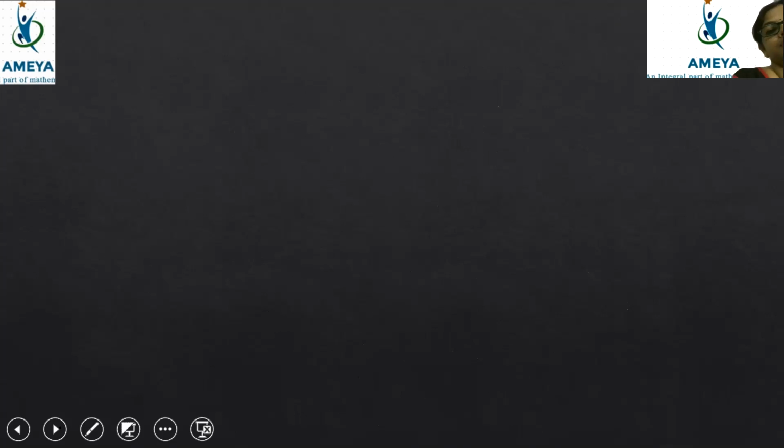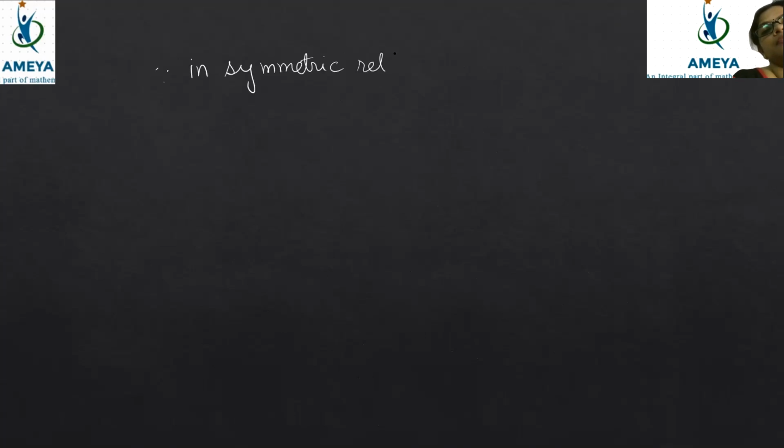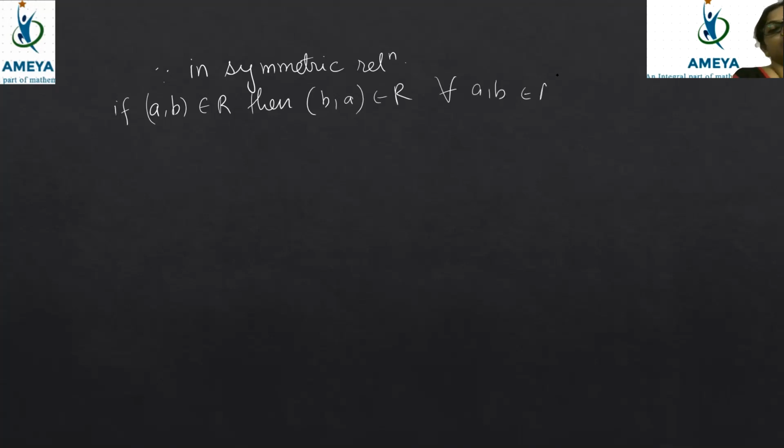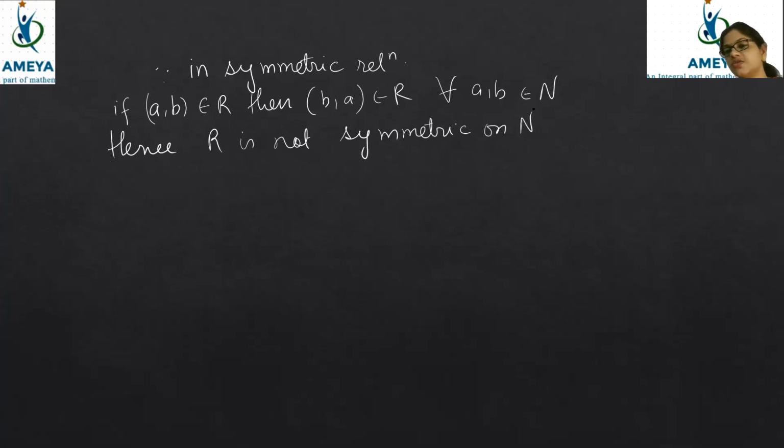So what will we write? Since in a symmetric relation, if (a, b) belongs to R, then (b, a) must belong to R for all a, b belonging to the set of natural numbers. Hence, R is not symmetric on N. Okay, so here R is not symmetric on N.